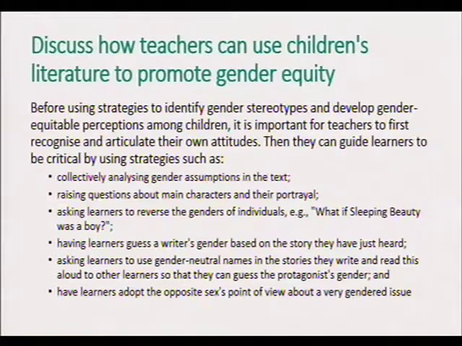They can raise questions about the main characters and their portrayal. So how is the male character being portrayed? How is the female character being portrayed? Asking learners to reverse the gender of individuals. For instance, in the fairy tale Sleeping Beauty, the teacher can ask, what if Sleeping Beauty was actually a boy instead of a girl? And what if the princess had to come rescue the prince?